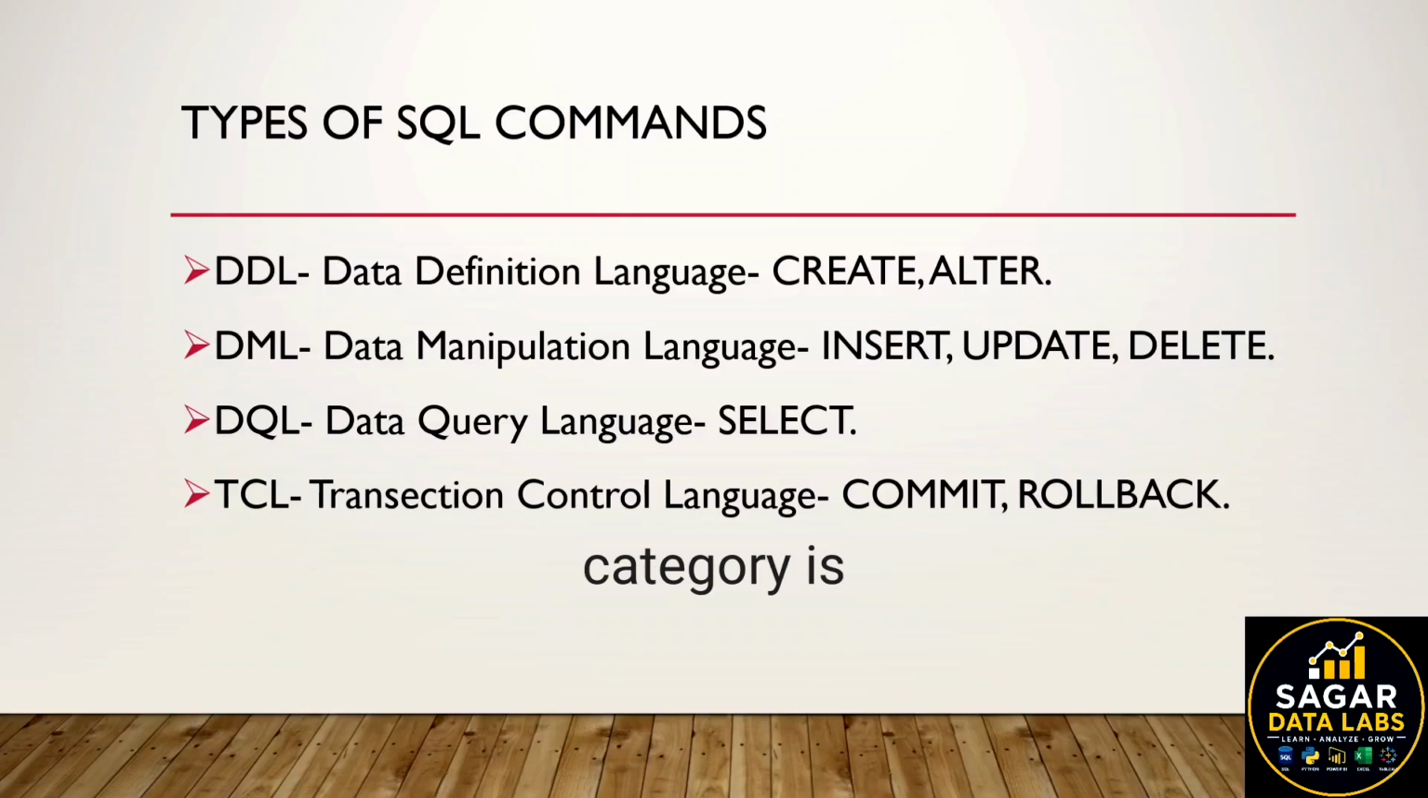Now, the second category is DML, which is Data Manipulation Language. When we have to change or manipulate the data inside the database without changing the structure of the database or the table, then we use these commands. Insert, update, and delete are the commands which are in the DML category. The third category is DQL, under which the commands used to query the database come. And select is part of the DQL category.